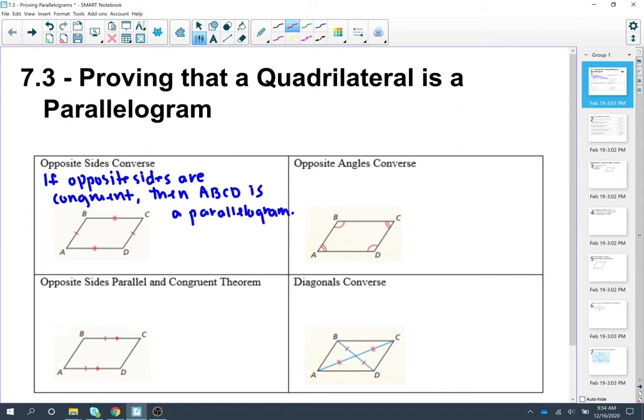So moving on, opposite angles converse. If it's a parallelogram, then we know the opposite angles are congruent. But let's just say we have a quadrilateral and we know the opposite angles are congruent, then we can conclude that that quadrilateral is a parallelogram. So if opposite angles are congruent, then ABCD is a parallelogram.